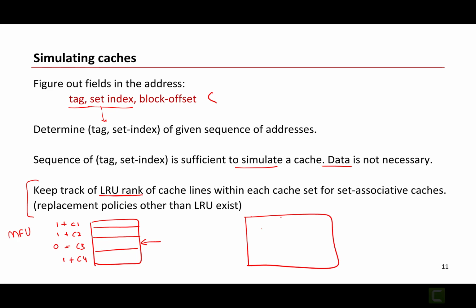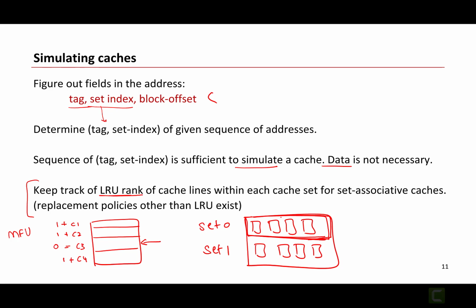So let me say that I have a four-way set associative cache, let's say. These little boxes that I'm drawing each represent a cache block within a set. So I have two sets here, and I have four ways. And the point I was trying to make is that the replacement policy needs to bother about only the blocks within a set. So the LRU rank will be maintained across the blocks within each set.